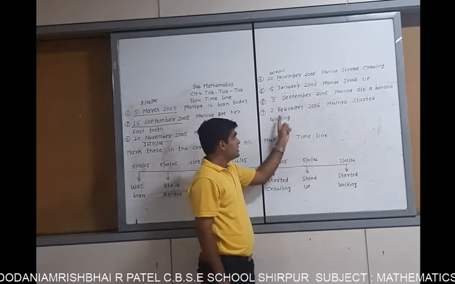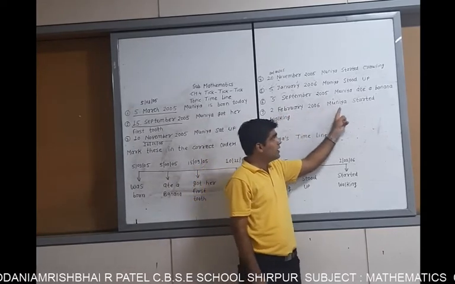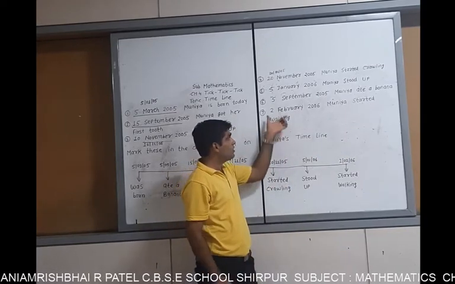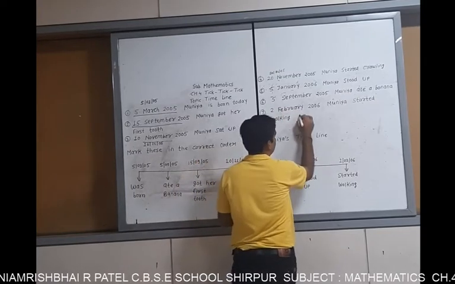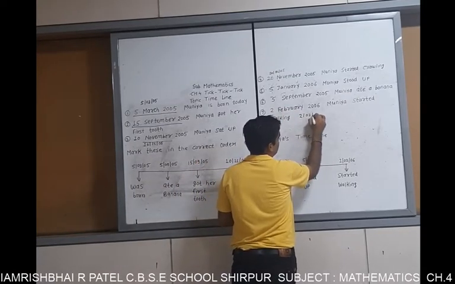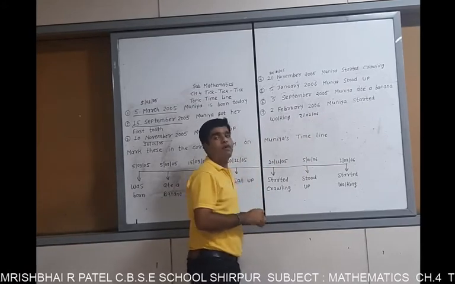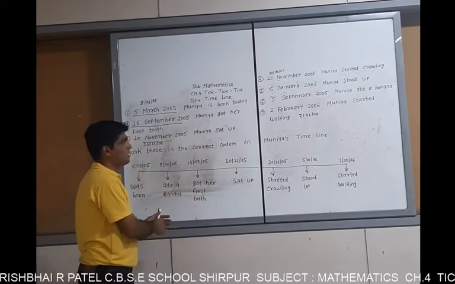Next, 2nd February 2006, Munia started walking. This is our 2 February. It means you have to write down the 2 February 2006. Here will be Munia started walking. This is all about Munia.